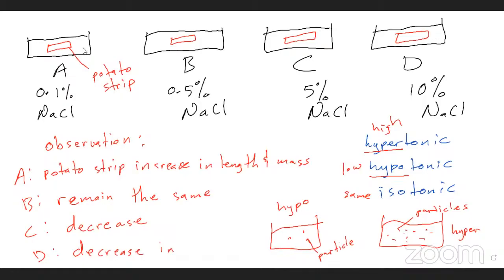Now, water potential. Define osmosis for me in terms of water potential. Osmosis is the movement of water molecules from a higher concentration to a lower concentration. Do it in terms of water potential, to a lower water potential.